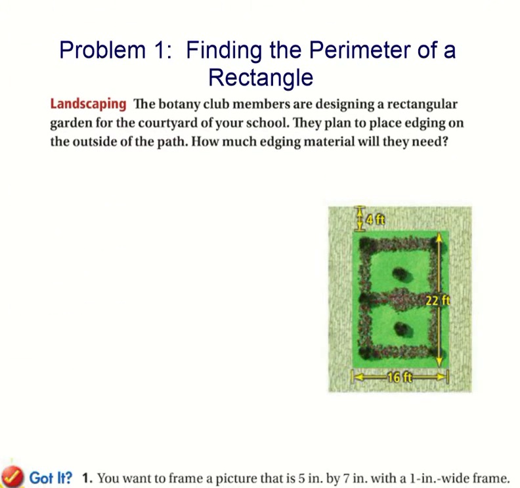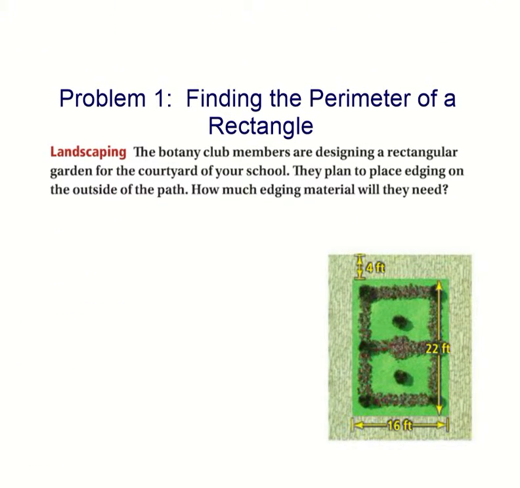And so our first problem here, we have a garden. The botany club members are designing a rectangular garden for the courtyard, and they plan to place edging on the outside. So they're going to place some edging all along the outside of this garden, and we need to figure out how much edging they need.